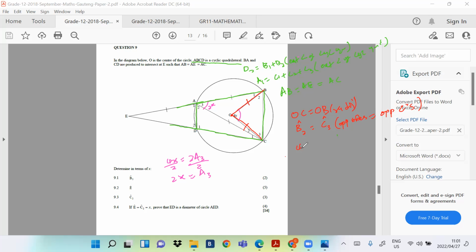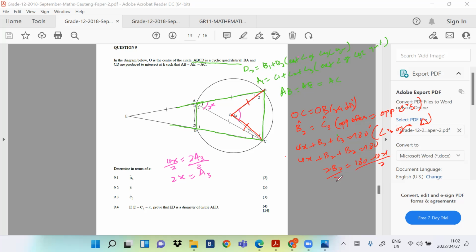So can you see that now we can say they are in a triangle. 4x plus B2 plus C3 is 180 degrees because those are angles of a triangle. But B2 and C3 are the same thing. What are we looking for? B2. So we're going to change C3 into B2. That means 2B2 is 180 minus 4x.